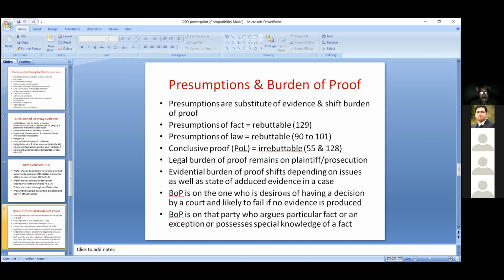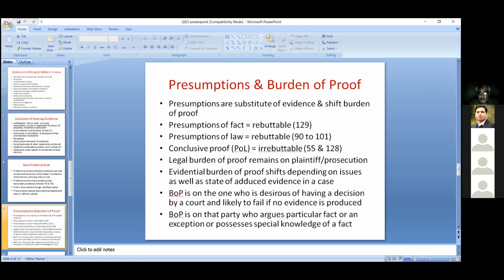It is a general principle of the law of evidence, and a number of provisions have reflected this principle, that the one who has asserted something is legally bound to prove that thing. So the burden of proof lies upon the person who asserts. In civil cases, assertions are made generally by the plaintiff. In criminal cases, assertions or claims are made by the prosecution. So the burden of proof generally lies upon plaintiffs and prosecutions in civil and criminal cases respectively.